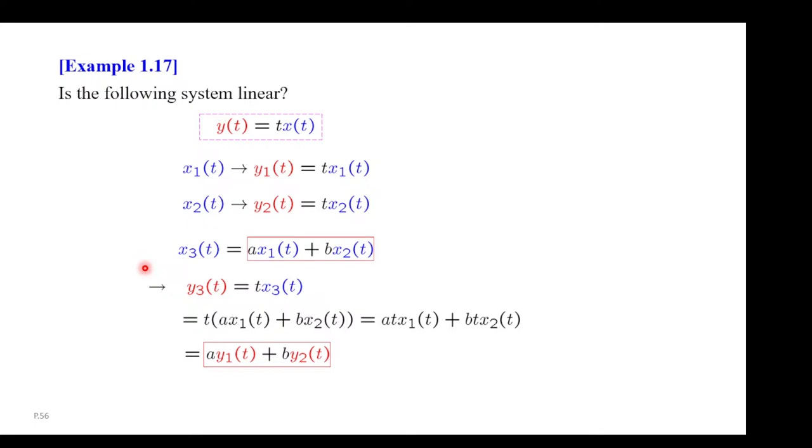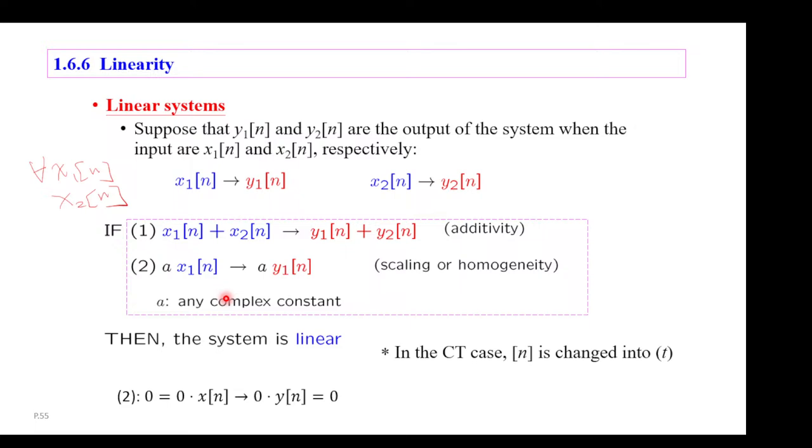Anyway, we want two input-output pairs. So we say we have whatever x1 of t and whatever x2 of t, and they go to y1 of t and y2 of t as output, from this relation: y1 of t is T x1 of t, and y2 of t is T x2 of t. And then we want to check those two, and we can check them together by using superposition.